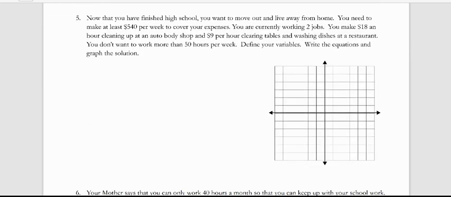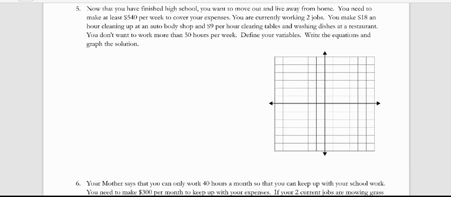All right, number 5. It says, now that you've finished high school, you want to move out and live away from home. You need to make at least $540 per week to cover your expenses. You're currently working 2 jobs. You make $18 an hour cleaning at the auto body shop and $9 per hour clearing tables and washing dishes at the restaurant. You don't want to work more than 50 hours per week. Define your variables, write the equations, and graph the solution.